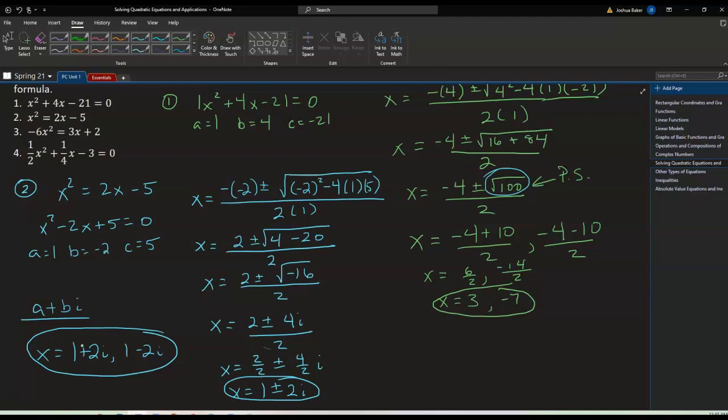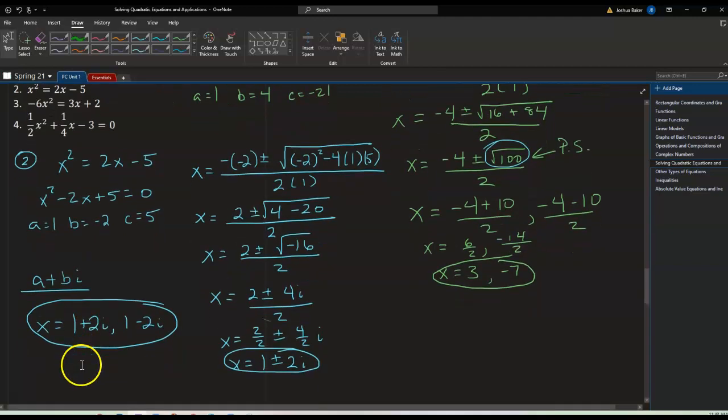So negative 6x squared equals 3x plus 2. I don't want to keep scrolling, so I know you guys are looking at number 4 thinking that it's going to be a nightmare. It's not. It's not going to be nearly as difficult as you think, because we're going to pull a trick here, okay? All right.